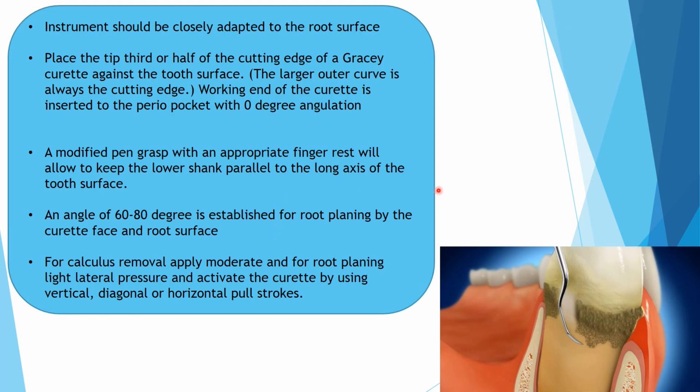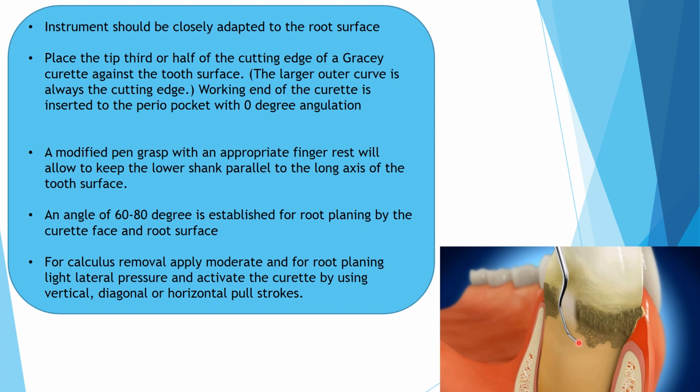So for the instrumentation, the instrument should be closely adapted to the root surface. Place the tip third or half of the cutting edge of a Gracie curette against the tooth surface. If you are using a Gracie curette, the larger outer curve is always the cutting edge. Okay. The working end of the curette is inserted into the periodontal pocket with 0 degree angulation.